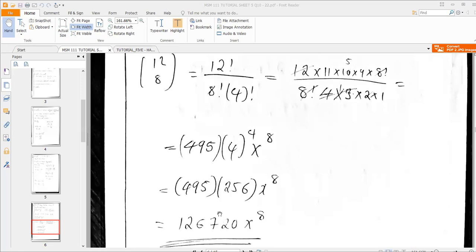So this simply means that our term is 126,720. It means we have solved our question here. We even get our full marks. Is it now clear, please?